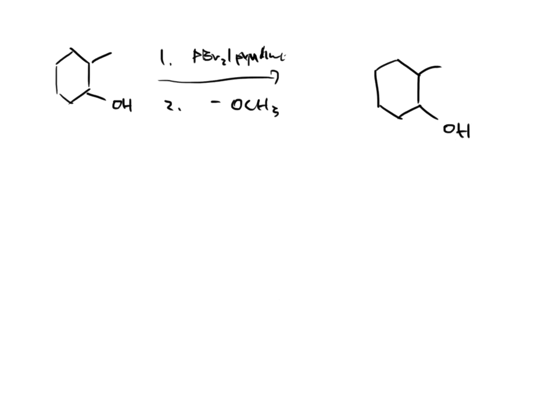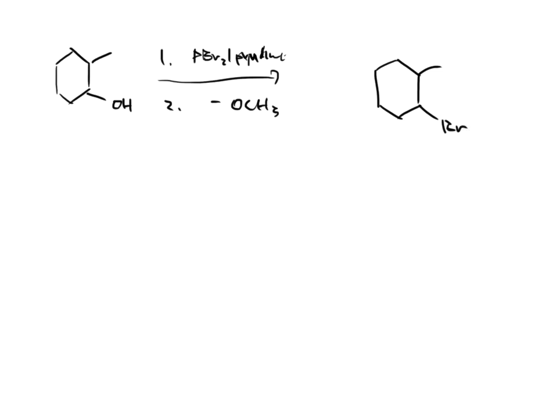Okay, so what happens in this reaction? PBr3 and pyridine. It targets my OH. This prevents rearrangement. It's one of those three that prevents rearrangement. That's why we use it. So no rearrangement's going to happen, and that is where my bromine is going to go on.